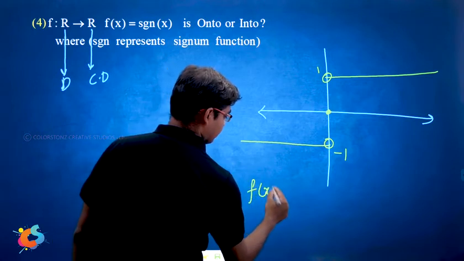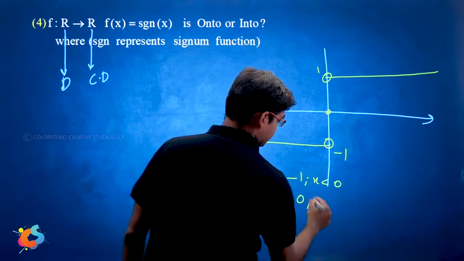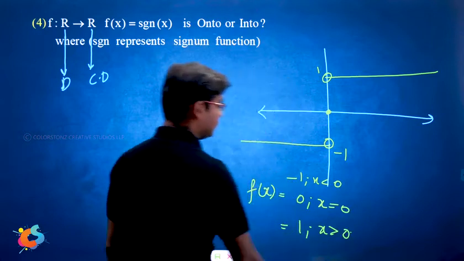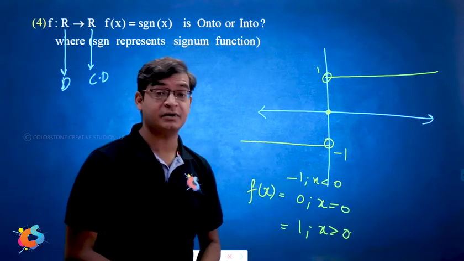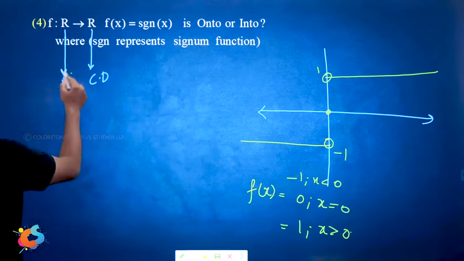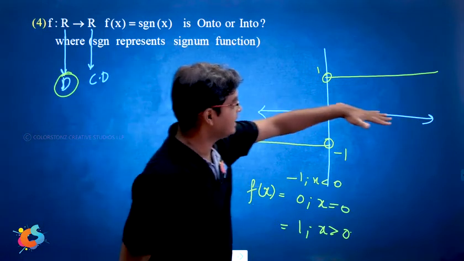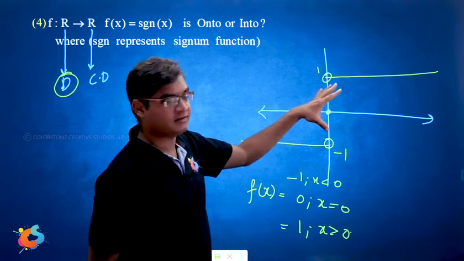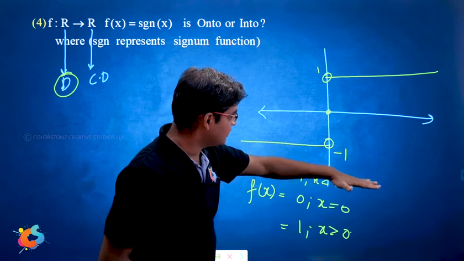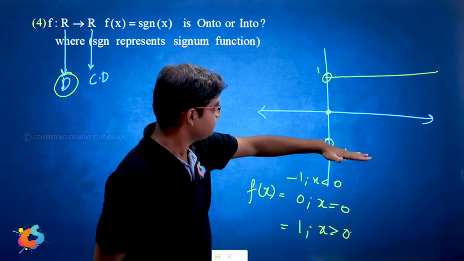How do you write it? F of x is equal to minus 1 for x less than 0, is equal to 0 for x is equal to 0, and is equal to 1 for x greater than 0. This is a graph, again, we have studied in the chapter of functions of class 11. Okay, so the input values are all real numbers. So for all real numbers as input, this is the graph. Okay, now study the y values. So the y values, they start only from minus 1.